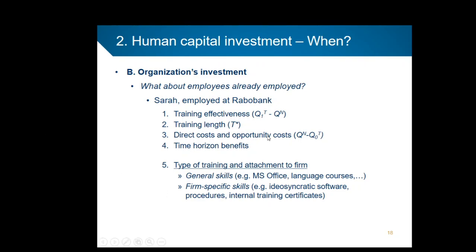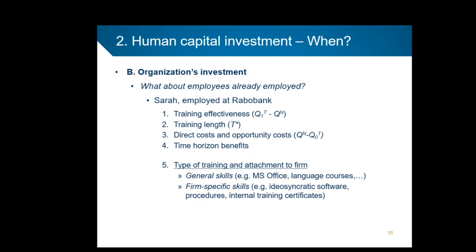Also depends on the direct and opportunity costs, so the cost of the training, this is unspecified here, as well as the foregone production, of course. Time horizon also matters. There were no limits set to the time horizon in this example, but of course, the longer the organization can enjoy the benefits of training in the form of better production, the more beneficial for the organization. But there is one crucial difference between an optimal training decision for an organization compared to that of an employee, and that is the type of training that is involved.